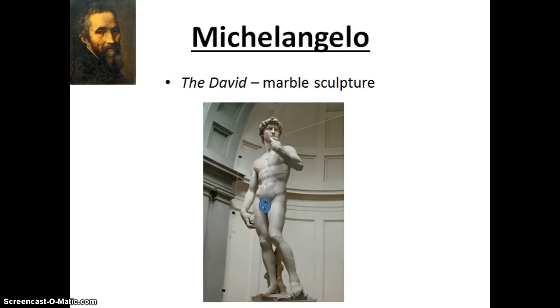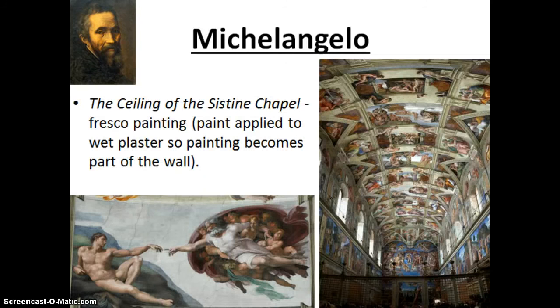Michelangelo is going to sculpt out of marble this fantastic statue called the David. Michelangelo is also going to do a fresco painting, but his is the actual ceiling of the Sistine Chapel. So if you look at this picture on the right side, this is the ceiling of this chapel. Okay, here's the ceiling here. This is a side wall right here. This is the back wall, and this is another side wall.